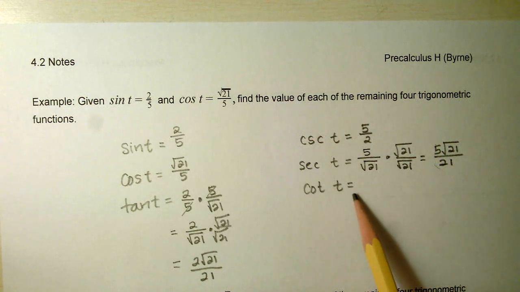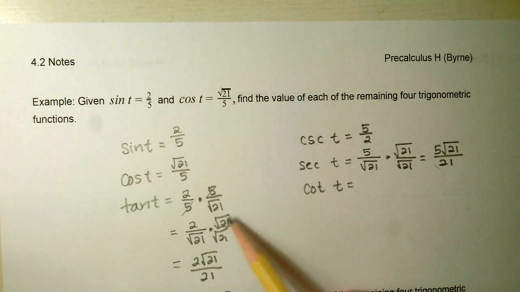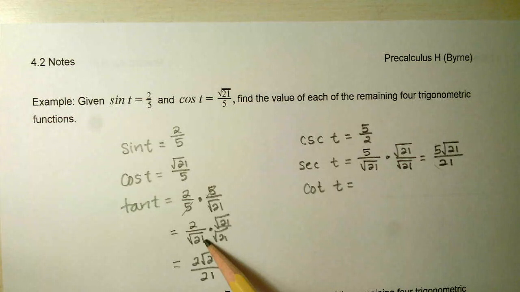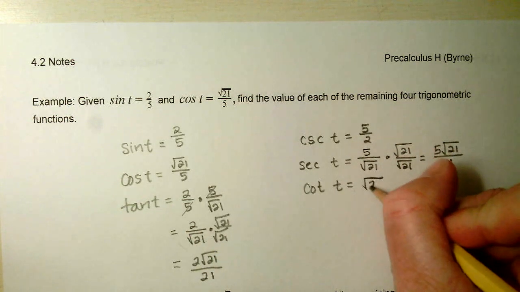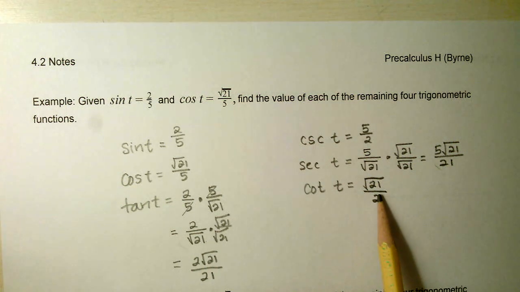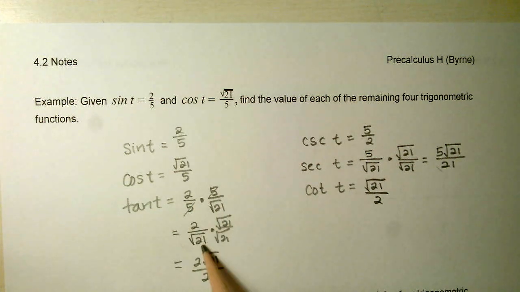For my cotangent, save yourself some work. Look at the step before you rationalized. Tangent is also equal to 2 over the square root of 21. So we can use the reciprocal here and find that it's square root of 21 over 2. If you didn't see that and you needed to do the reciprocal here and then rationalize, you would get the same answer. So save yourself some work. You can use the reciprocal at any of these steps. Use the one right here, right before you rationalize.